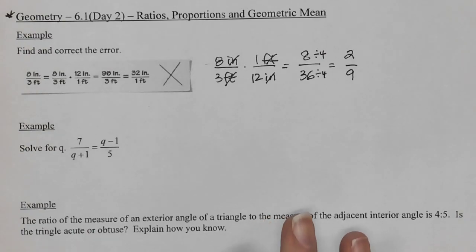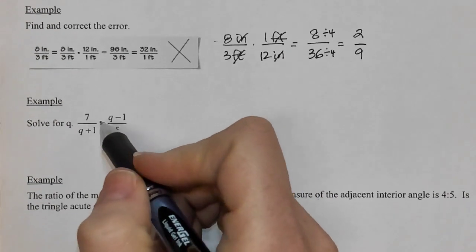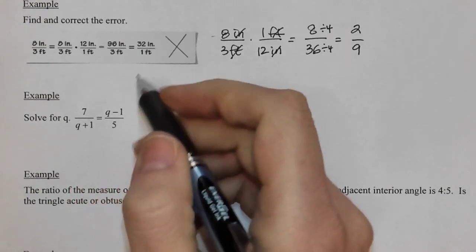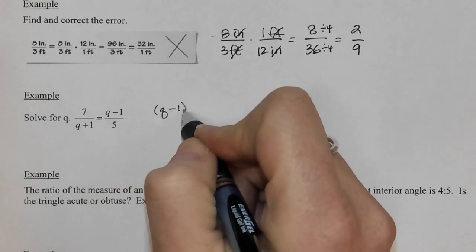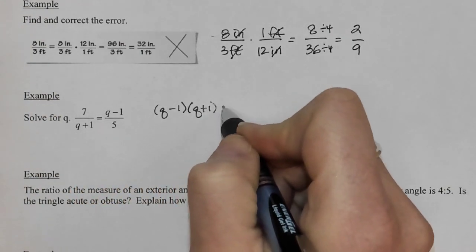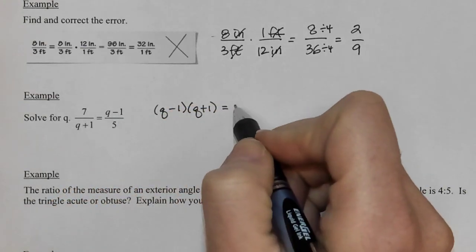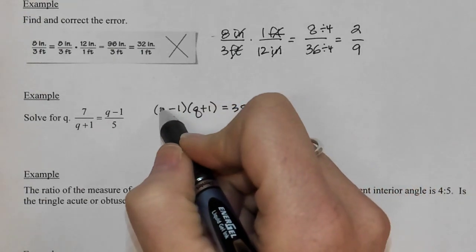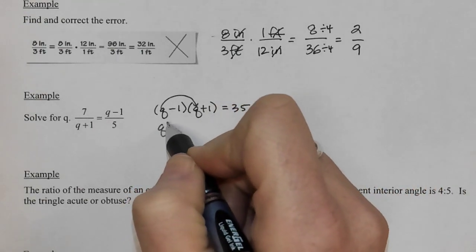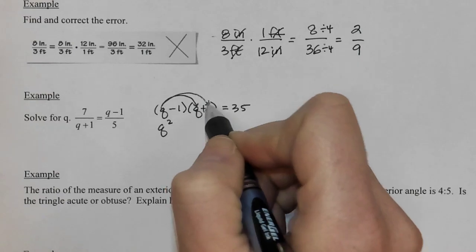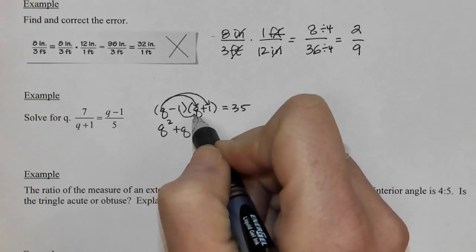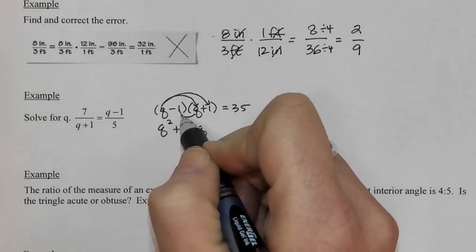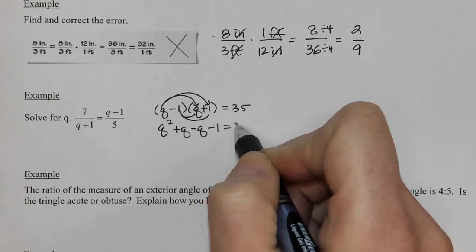Next up, I'm going to solve for Q, just doing some cross multiplying. So these two are going to get cross multiplied, Q minus 1 and Q plus 1. And then these two, so 35. We're going to FOIL that out. So Q times Q is Q squared. And then I've got a positive Q, a negative Q, and then negative 1 times positive 1 is negative 1.